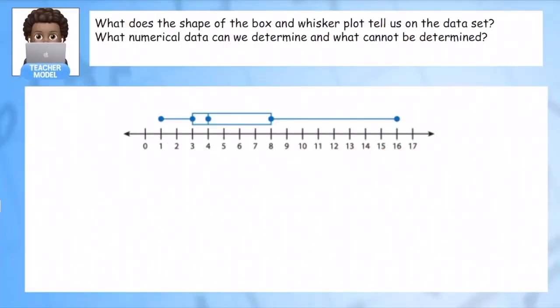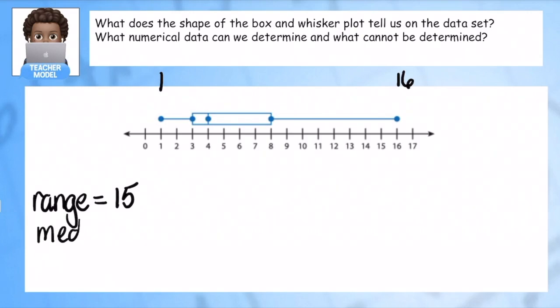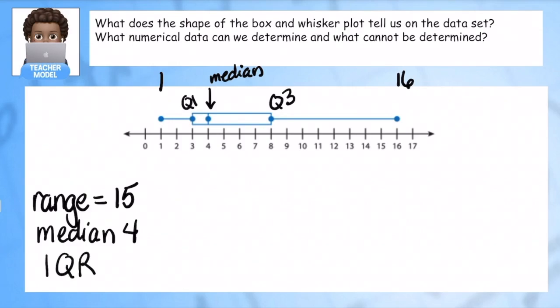Let's interpret this data now that we know all the parts of a box and whisker plot and know how to create them. So just looking at it, we know our data ranges from 1 to 16. So our range is 15. And I can see our median is 4. It's in the center of the box. This is our median. Our Q1 is over here, 3, and our Q3 is 8. So our interquartile range is equal to 8 minus 3, or 5.